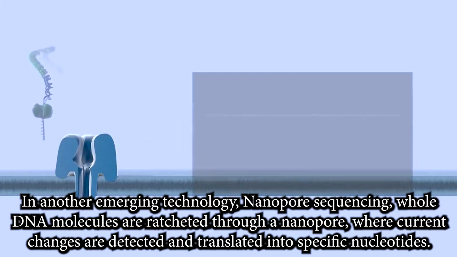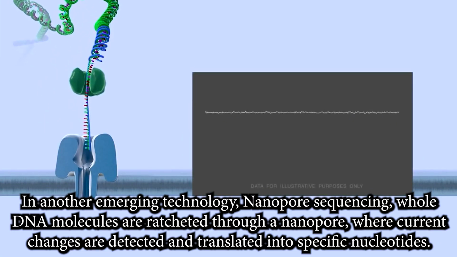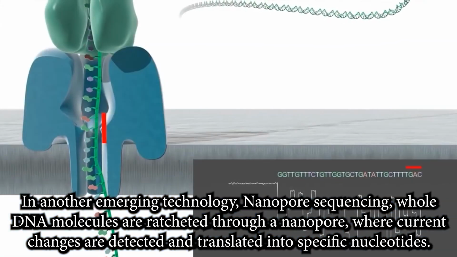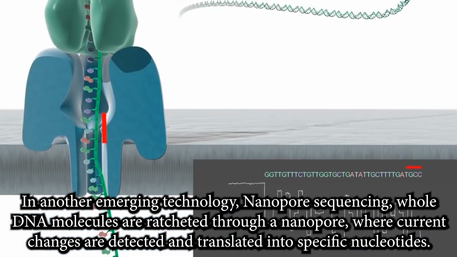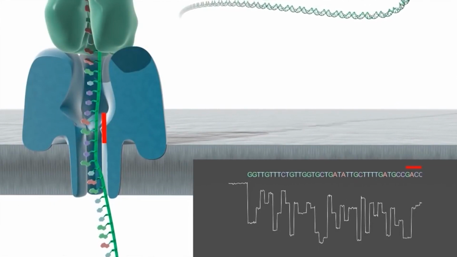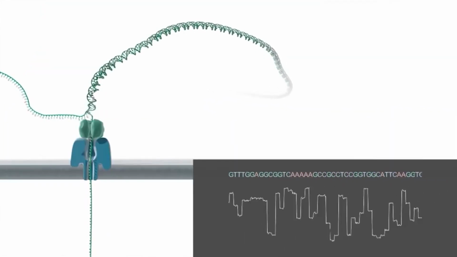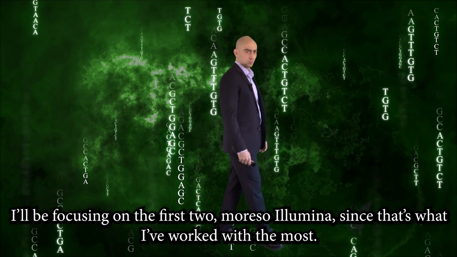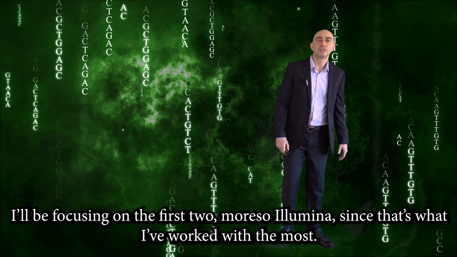In another emerging technology, nanopore sequencing, whole DNA molecules are ratcheted through a nanopore, where current changes are detected and translated into specific nucleotides. I'll be focusing on the first two, more so Illumina, since that's what I've worked with the most.